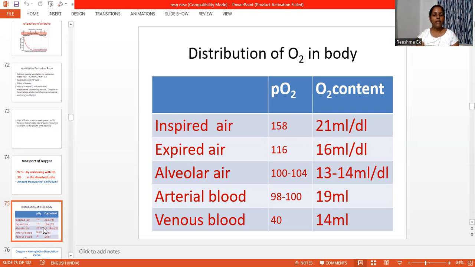deciliter. In the alveolar air, PO2 is 100 to 104 mmHg and the oxygen content is about 13 to 14 ml per deciliter. And in the case of arterial blood, PO2 is 98 to 100 mmHg and the oxygen content is about 19 ml. And in the case of venous blood, PO2 is about 40 mmHg and the oxygen content is about 14 ml.